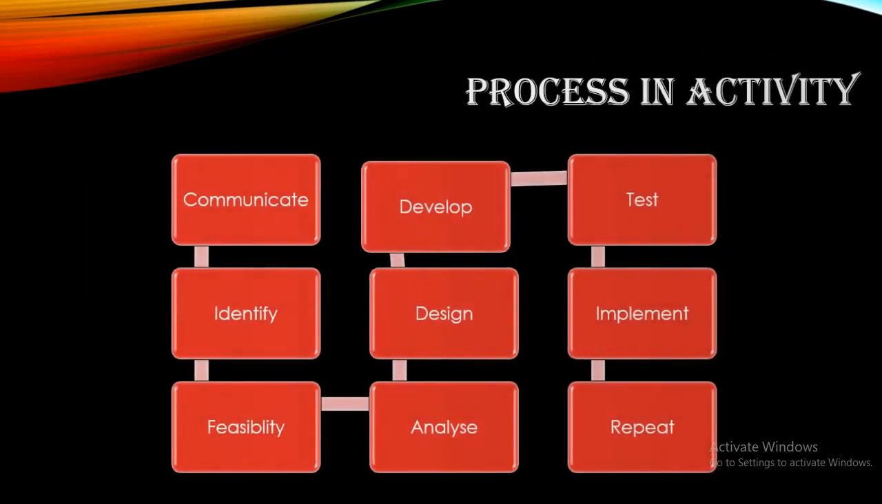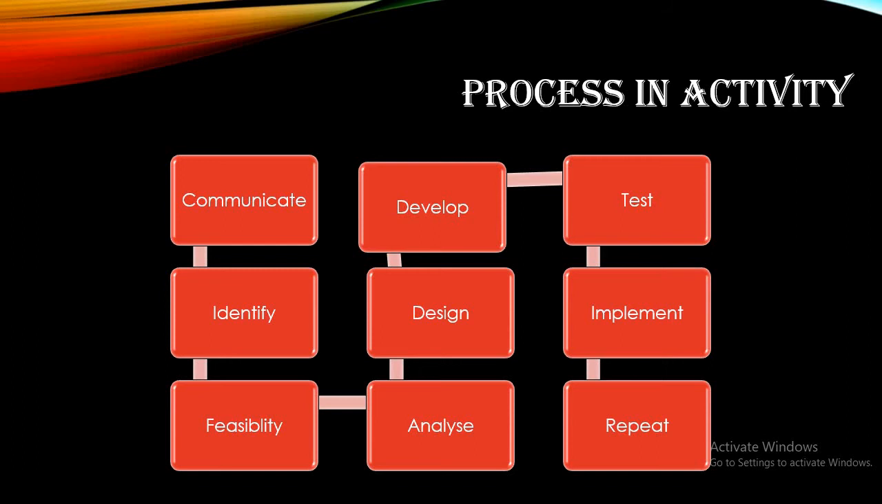So activities are nothing but the list of activities that a process has to do. First, it has to communicate with the customer, and then it has to identify the requirements of the customer and check for the feasibility. Then it has to analyze the requirements identified from the customer, and then make a design according to the identification, develop the software according to the design, and test the developed software according to the customer specification and types of errors. Here we are deciding whether to implement the software or to repeat the steps again. So these are the activities involved in the process.